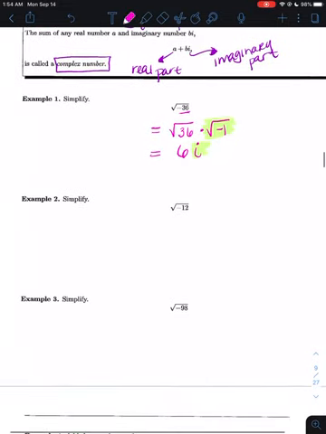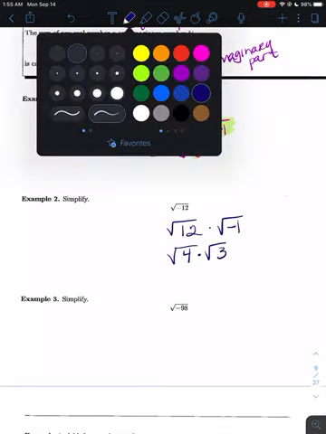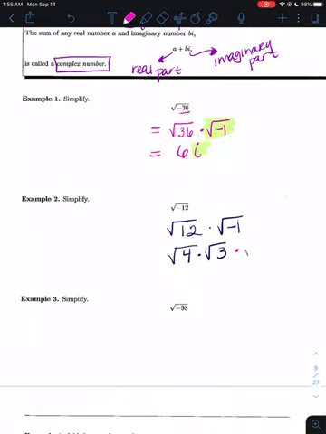Looking at the next example, I'm going to do the same thing. I'm going to rewrite this as the square root of 12 times the square root of -1. I want to rewrite the square root of 12 using perfect numbers, so I can rewrite it as the square root of 4 times the square root of 3. I can't forget that I have this square root of -1 there. The square root of 4 is 2. So I have 2, then I have the square root of 3.